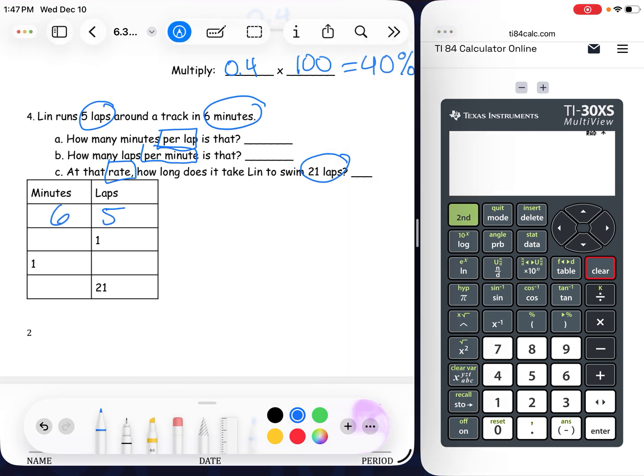Great. First, I'm going to figure out how to get from 5 to 1, figure out how many minutes per lap, per 1 lap. 5 to 1, how do I get there? 5 divided by 5. What I do to one side, got to do to the other. So 6 divided by 5 equals 1.2.